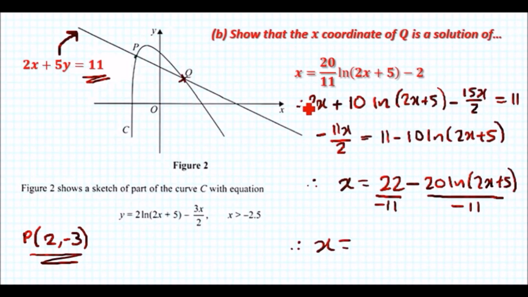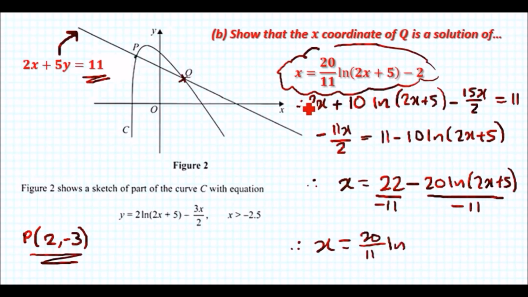Therefore x, just tidying this up, you can see that this becomes minus 2 and this becomes plus 20 over 11, just like we have here. So now we get exactly 20 over 11 log 2x plus 5, all subtracted by 2. And that's it, guys. That's pretty much what you have to do. If you have any other questions, let me know. Otherwise, we're going to move on now. See you in part C.